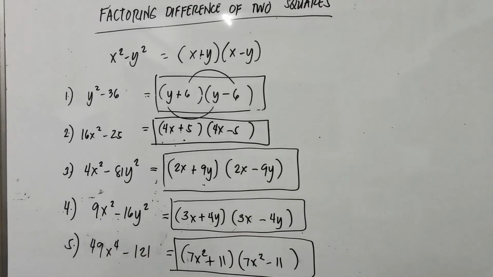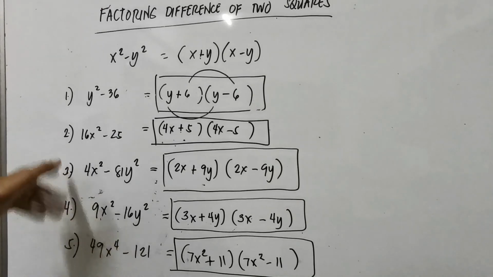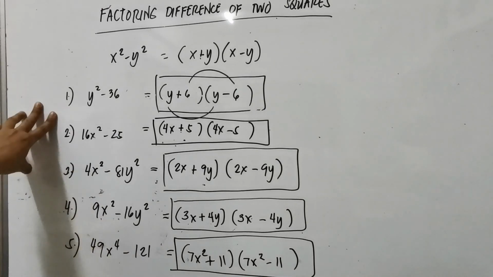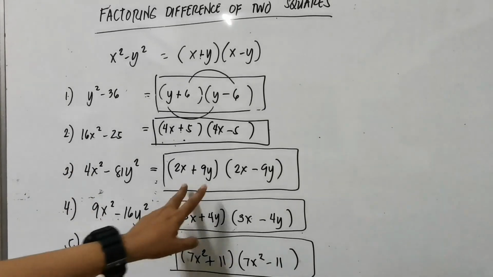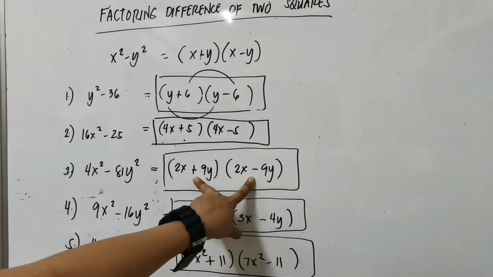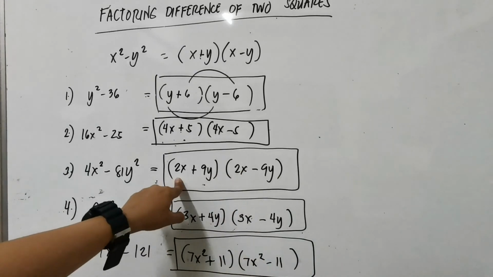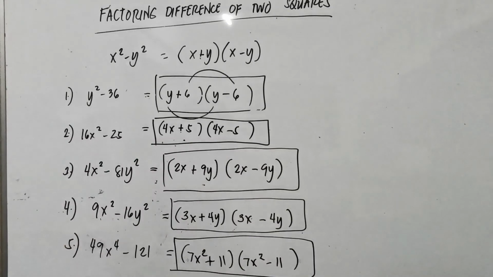In giving the factors of different questions here, pwede nating mapagpalit yung dalawa. For example, mauuna yung 2x minus 9y sa 2x plus 9y. So, pareho lang yun. Kasi in multiplication, meron naman tayong commutative property. So, any order, pareho lang siya ng magiging product.